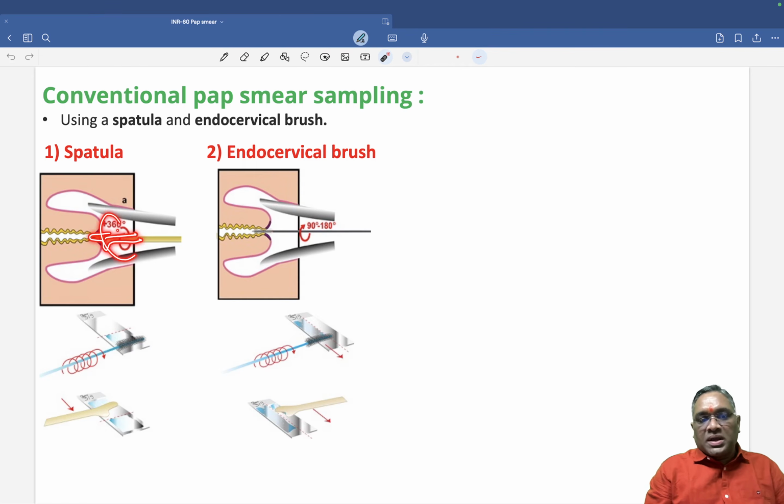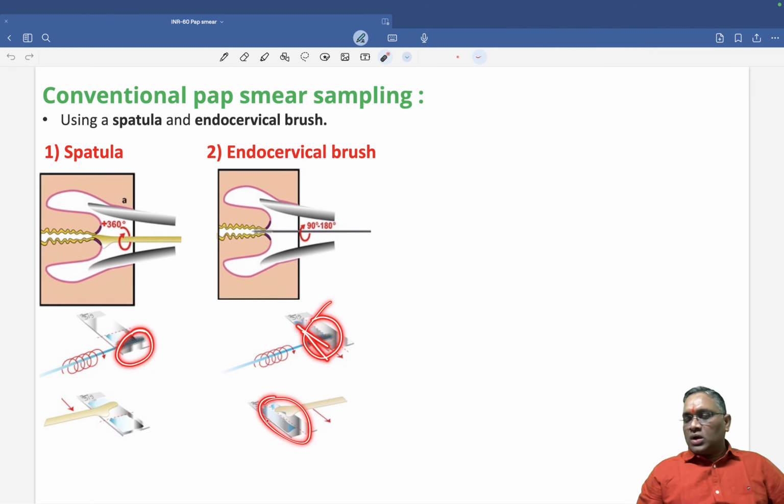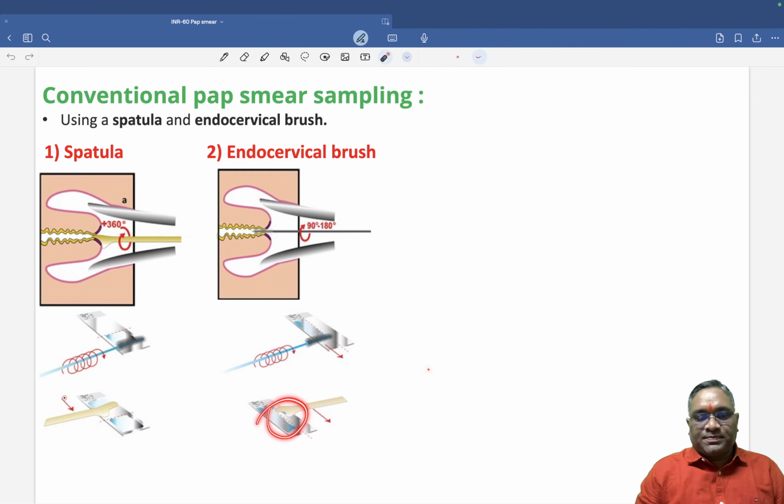We are rotating it for 360 degrees, right? But when we are using the endocervical brush, we will rotate it for 90 to 180 degrees. And these are for conventional pap smear. So from taking out the sample, you can see the spatula is spreading the cells on the slide. And here you can see the endocervical brush is spreading these cells on the slide. This is the spatula and this is the endocervical brush. So this is for conventional pap smear.